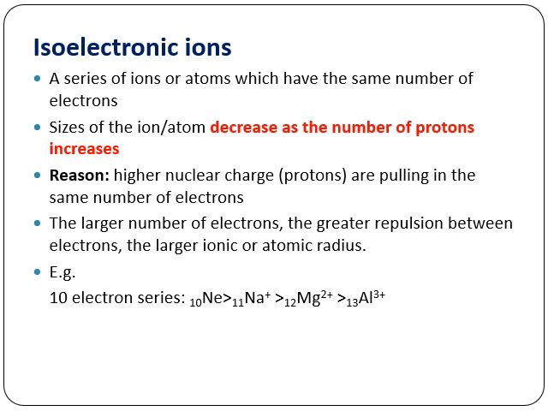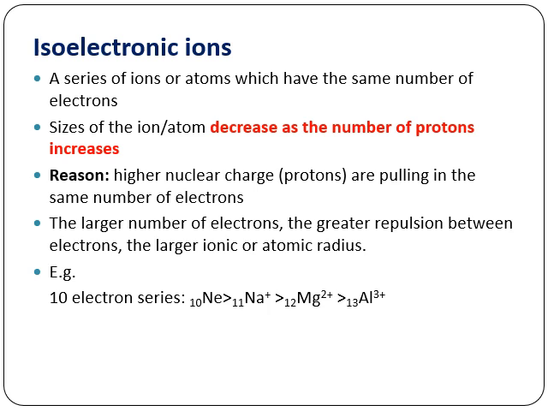The reason is that a higher nuclear charge, with more protons, pulls in the same number of electrons. The larger the number of electrons, the greater the repulsion between electrons, and the larger the ionic or atomic radius. Just look at this 10-electron series where we have neon, and Na+ means you removed one electron, so it becomes 10. Mg2+ becomes 10 again. For aluminium, Al3+, you remove 3 electrons, and it becomes 10 again. So this is isoelectronic.